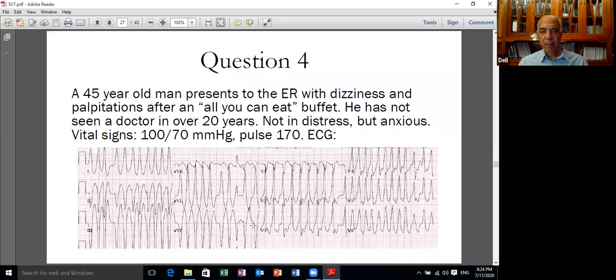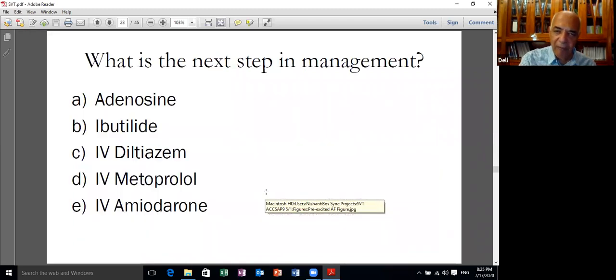This is a wide complex tachycardia, but if you see it, it's quite irregular, not only in the RR interval, but in the width and the morphology of the R wave or the QRS complex. So this is typical of atrial fibrillation, which occurs in patients with an anterogradely conducting accessory pathway. This is a pre-excited atrial fibrillation. If you don't detect it, it degenerates into ventricular fibrillation and death. So it's very important to detect it.